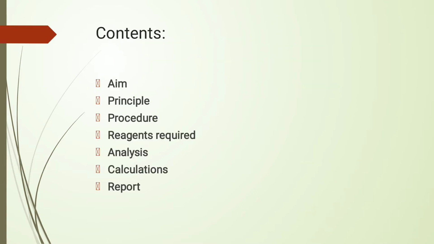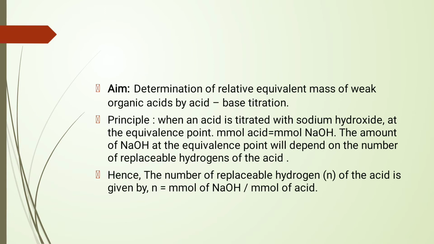Before going to perform the experiment, let us see these terminologies related to the experiment: aim, principle, procedure, reagents required for the experiment, analysis. Let us see one by one of these terminologies. Aim of this experiment is determination of relative equivalent mass of the weak organic acids by acid-base titration.